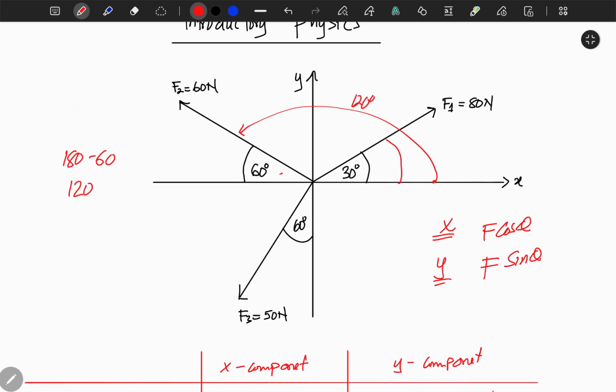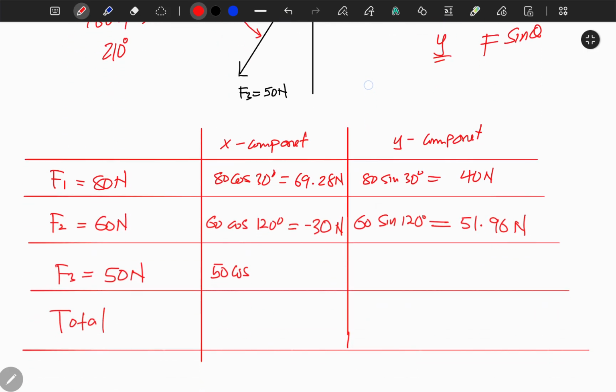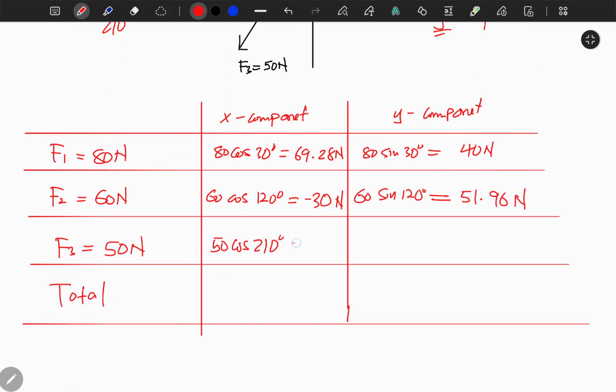Let's go for the 50 cos. The angle, now we are going to move up to where the line is ending there. Now check, from there to here, it's 180. From there to there, it's 180. So we are saying 180 degrees plus. Now check, what angle is this? This is 30. So 180 plus 30 is 210. So use 210 degrees.